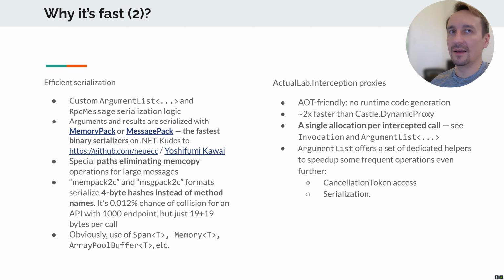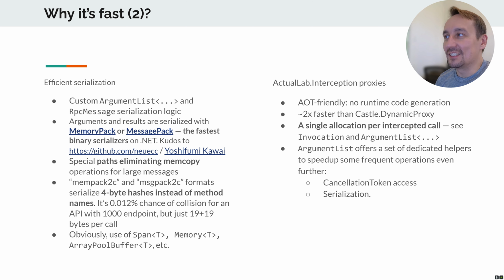And one other important thing is that it uses the fastest serializers available on .NET, all thanks to Yoshifumi Kawai. If you don't know who this guy is, you should definitely read about both of these two serializers and the person. It's interesting that the two fastest binary serializers on .NET are implemented by the same person.